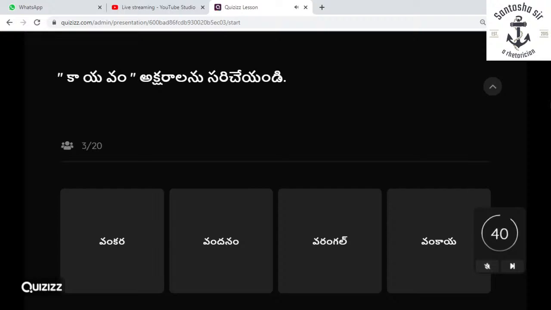So there were 3 different letters given. Ka, ya, vam. These letters were jumbled. So given letters should be written in a proper way. Ka, ya, vam. Members already answered. Very good. 15 seconds more for you to pick the right one. We have 20 participants. 10 seconds more. This seems to be a very easy question.